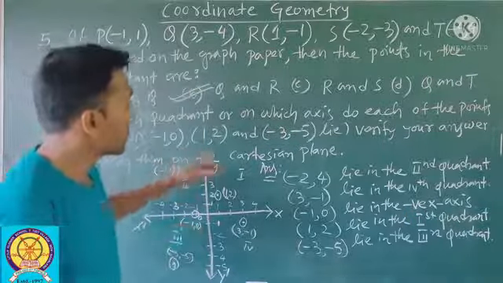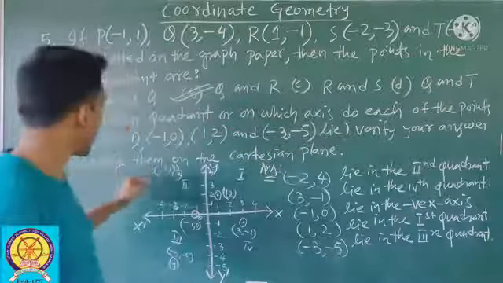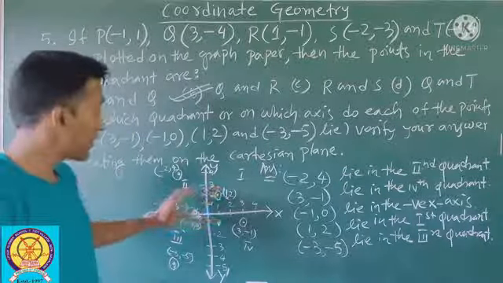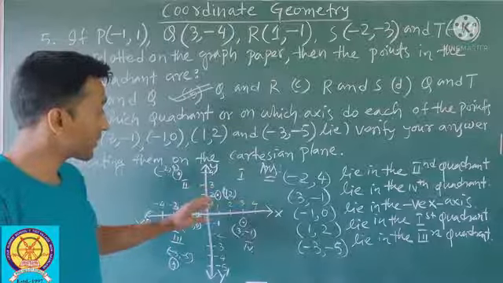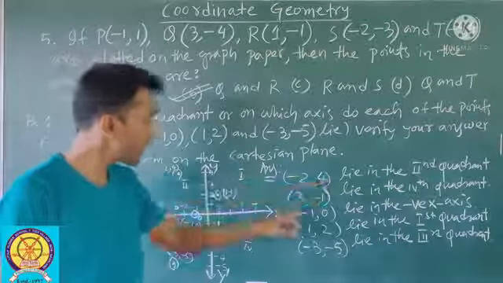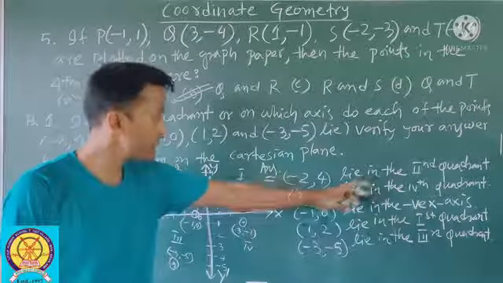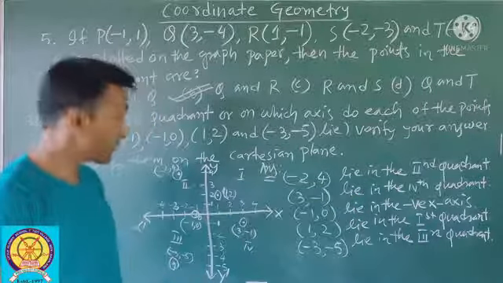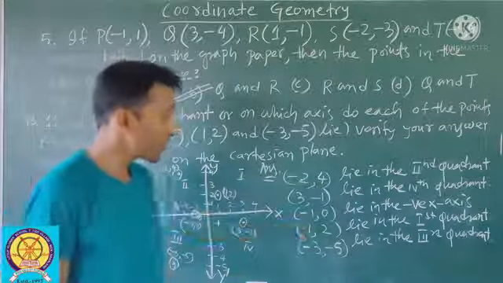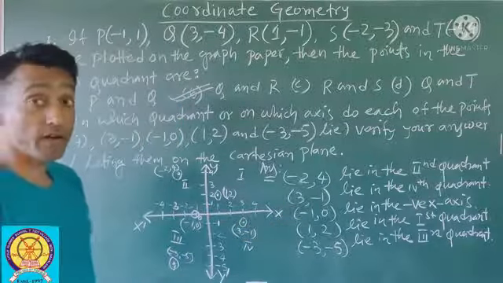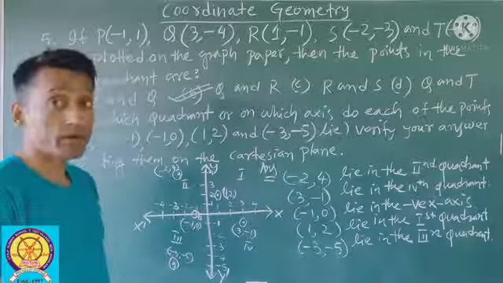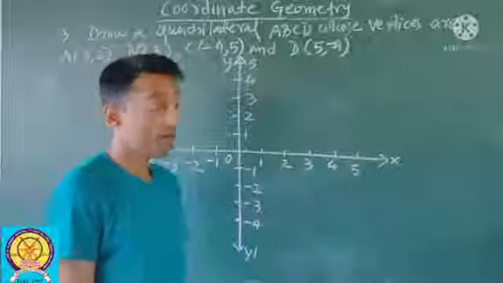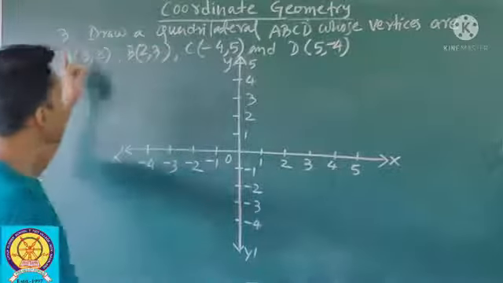So verify your answer by locating them. We already looked at these points in the Cartesian plane and it's verified. Minus 2, 4 lies in the second quadrant, 3, minus 1 lies in the fourth quadrant, minus 1, 0 lies in the negative x-axis, 1, 2 lies in the first quadrant, and minus 3, minus 5 lies in the third quadrant. Okay, let's see the next question, number 3.